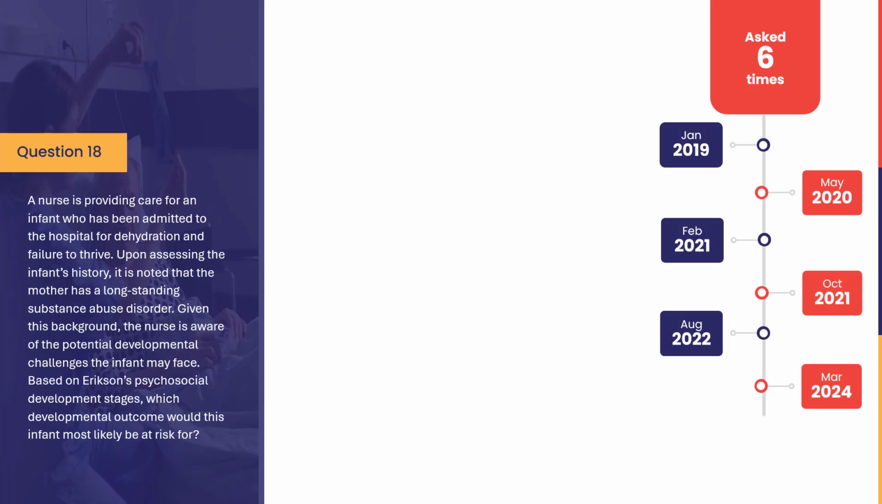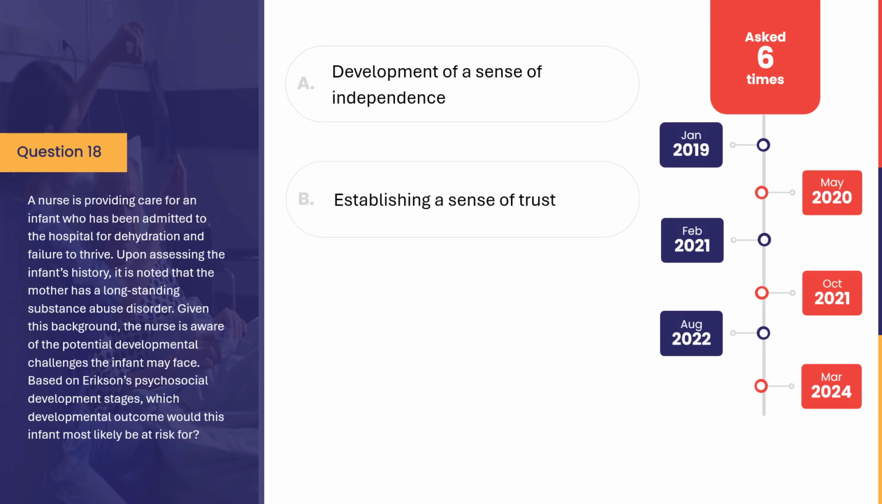Given this background, the nurse is aware of the potential developmental challenges the infant may face. Based on Erickson's psychosocial development stages, which developmental outcome would this infant most likely be at risk for? A. Development of a sense of independence. B. Establishing a sense of trust. C. Development of mistrust. D. Experiencing feelings of shame and self-doubt.